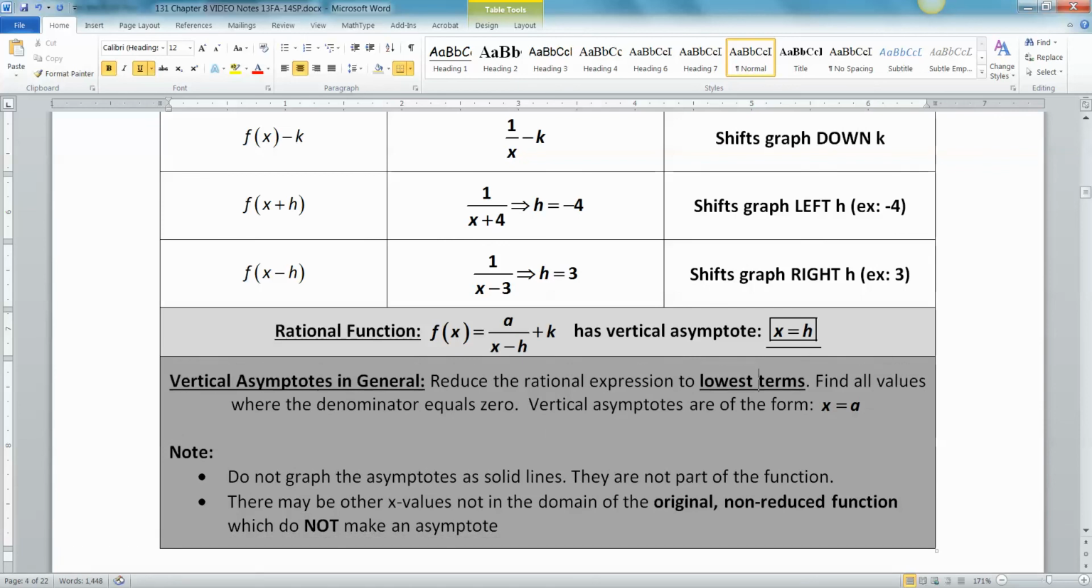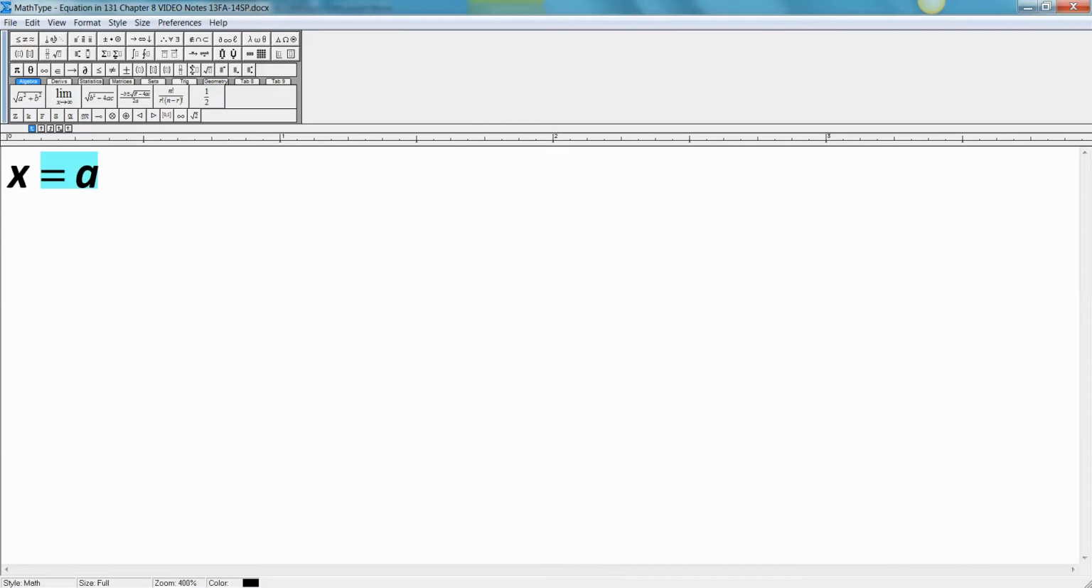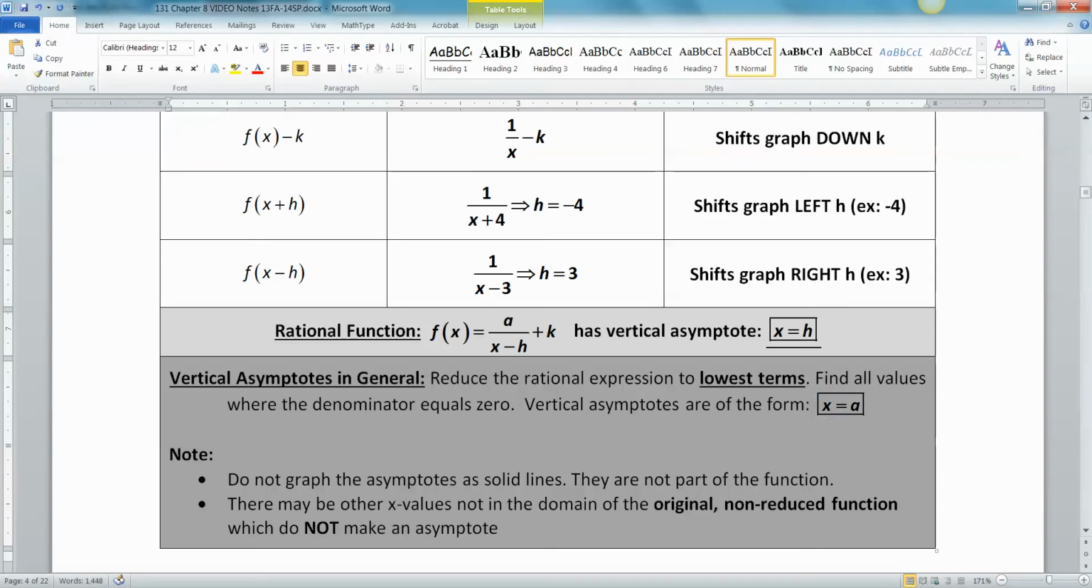All right, vertical asymptotes: what you're going to do is reduce the rational expression to lowest terms. Then you find all values where the denominator equals zero. And then vertical asymptotes will be of the form x equals a. They'll look like x equals a number, like x equals 2 or x equals 7 or something like that.